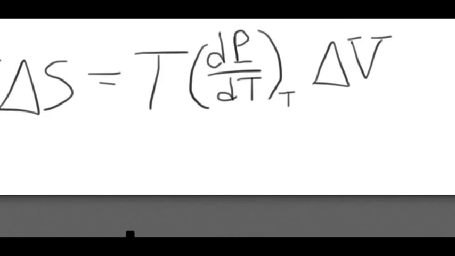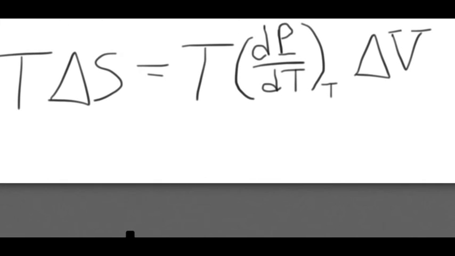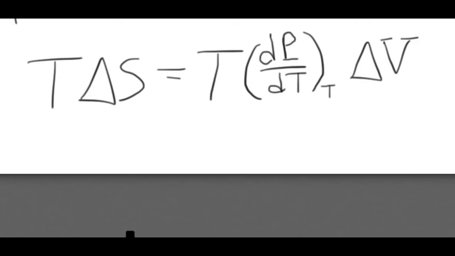Okay, so now we have our temperature times the change in entropy equals temperature times the slope of pressure as a function of temperature, times the change in volume. And at this point, we can work off this idea of TdS.